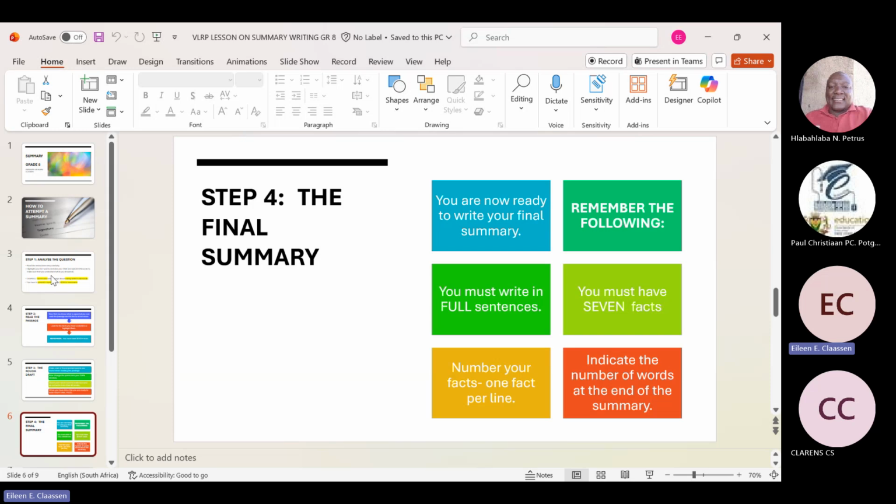Remember, teachers also get tired. And then if it's a total mess, you get negative. So do it neatly. You number them, number 1, number 2, up to number 7. Skip a line in between. And make sure that you have 1 fact per line. So make sure you've got 7 facts, number your facts, and write them down. And then at the end of your summary, you write down the number of words.